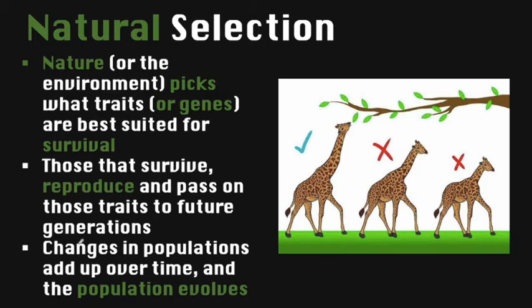But the idea here is that changes in populations add up over time, right? Over time, we would expect the population of giraffes to have their necks get longer. But it's the population here that is evolving. It's not like a giraffe is growing its neck just as we speak in order to reach up and get more leaves. Instead, it's the group of organisms, the population of organisms over time, which is the thing that evolves.